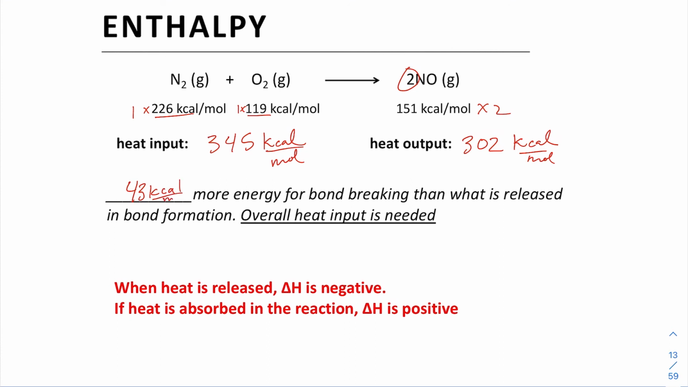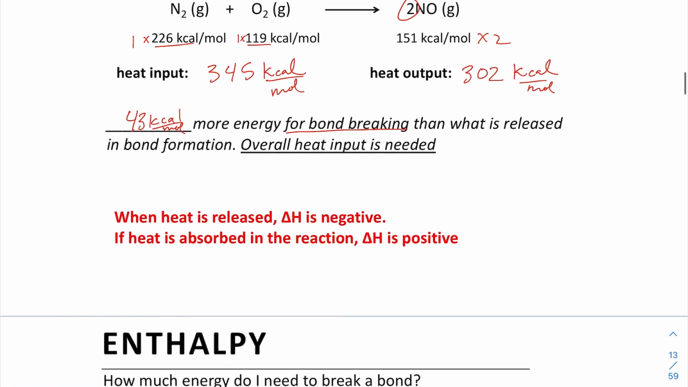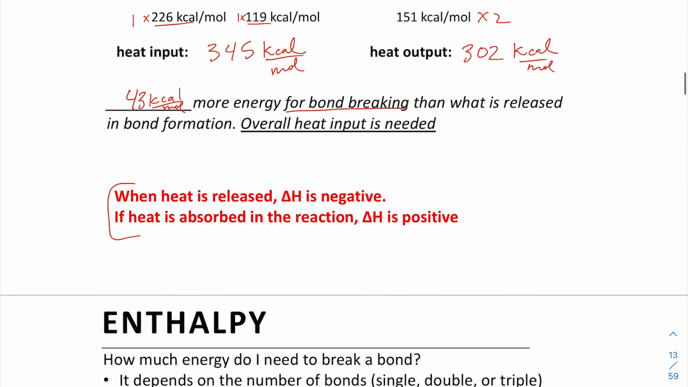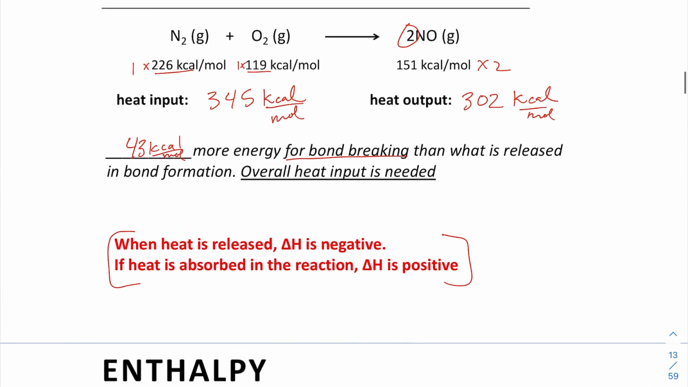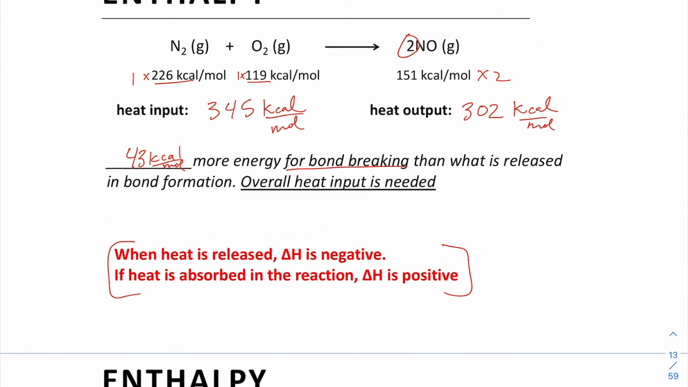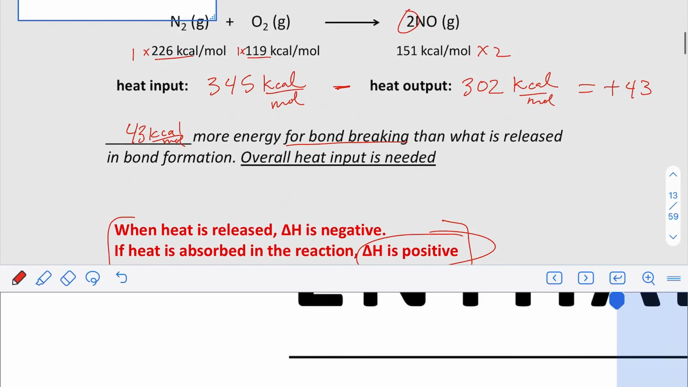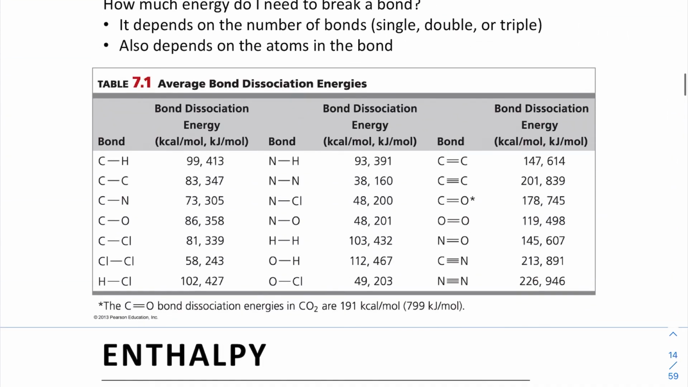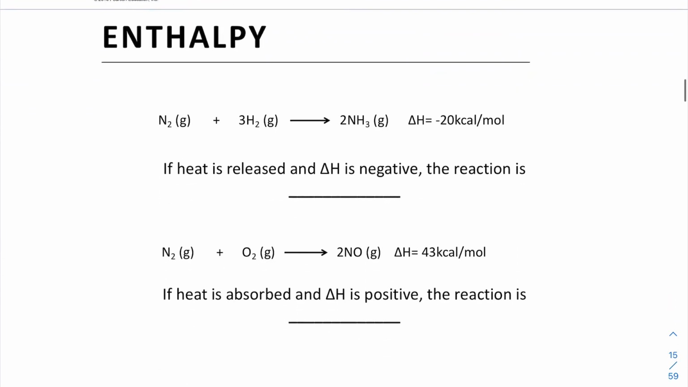kcal per mole. So when you take the difference here, more energy is needed for bond breaking than what's released for bond formation. So overall, heat input is needed. And then I just have summarized what we filled in above. So for this reaction in particular, if you did 345 minus 302, you would get a positive 43. Okay? So overall, delta H is positive for this reaction. I'm going to scroll down to the next slide.